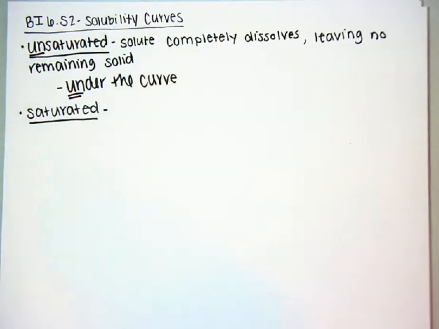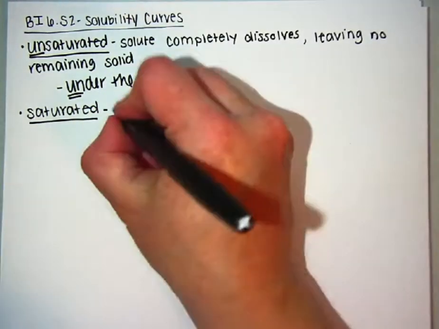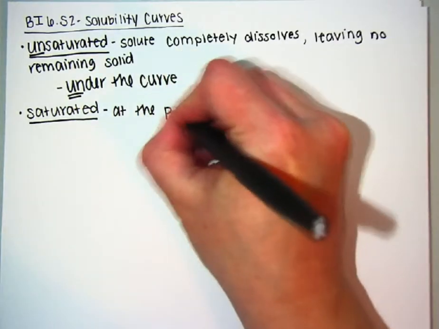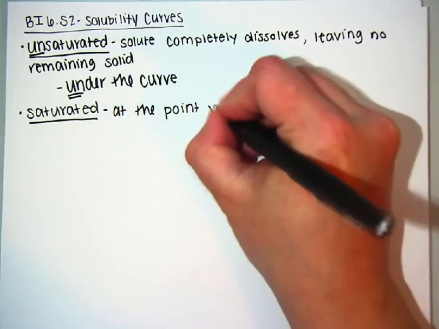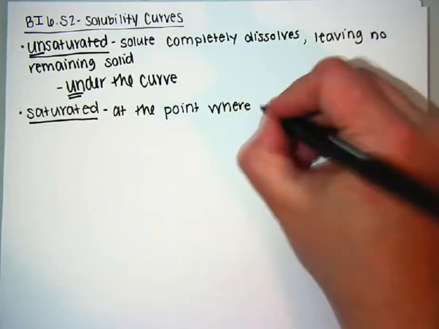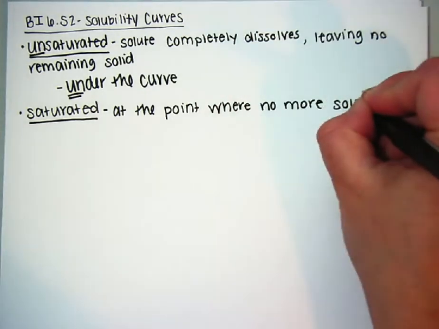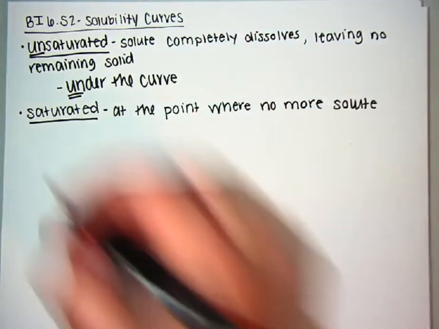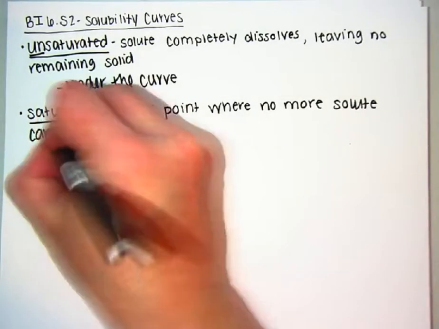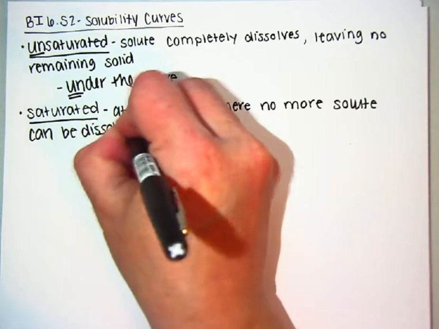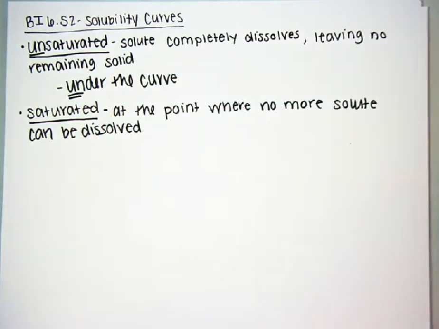We could also have a solution that is saturated. A solution that is saturated is at the point where no more solute can be dissolved. A solution that is saturated has dissolved the maximum amount of solute.